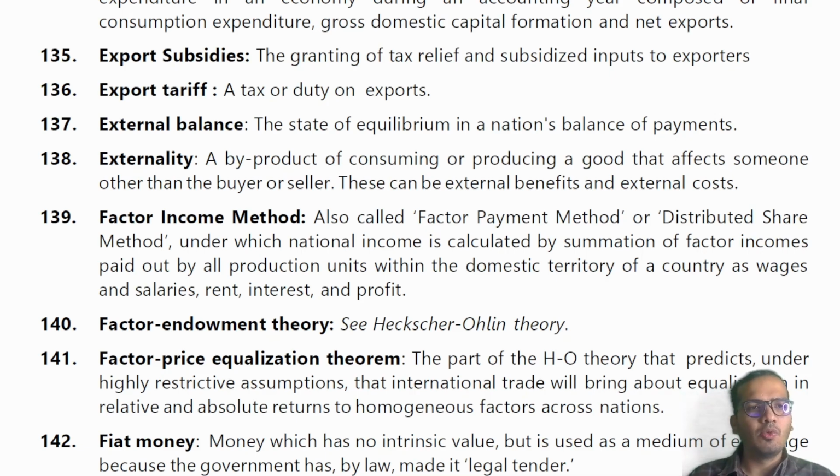Then comes number 138, externalities. So a byproduct of consuming or producing a good that affects someone other than the buyer or seller. These can be external benefits and external costs.